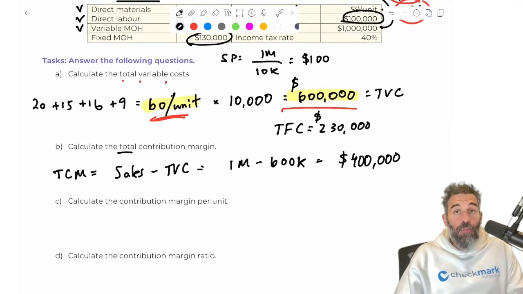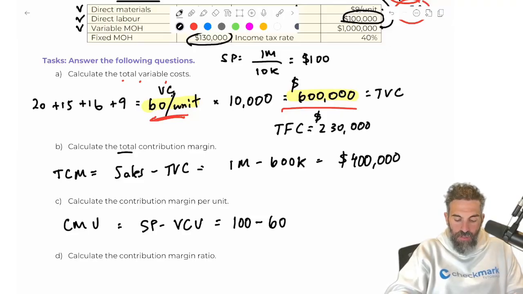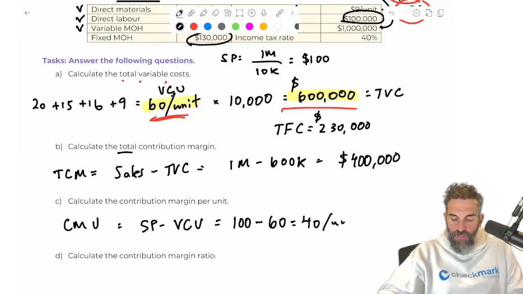What is your CM per unit? CMU. Your selling price, SP, minus your variable cost per unit. So 100 minus 60. This was your VC per unit right here. $40 per unit is your CMU. Very important piece.